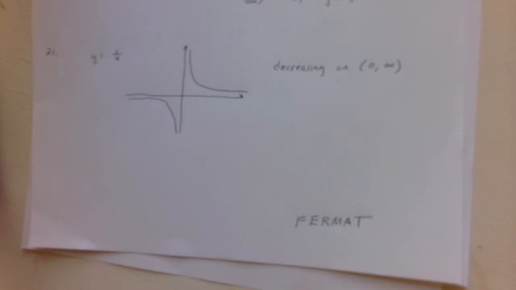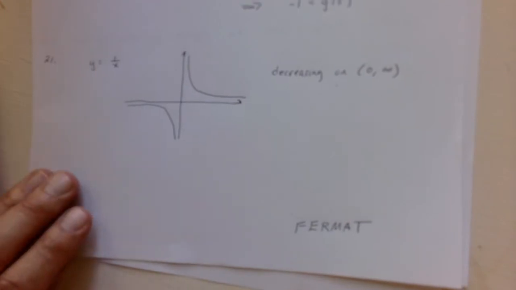Okay, it's also decreasing from negative infinity to 0, but this was the only option that was given. All right, for your first famous mathematician, I want you to write down the name Fermat. So that'll be the first one I'll ask you to write down, Fermat.